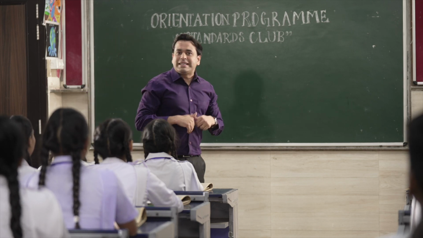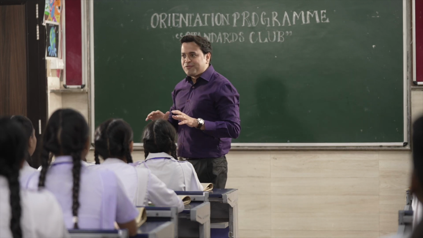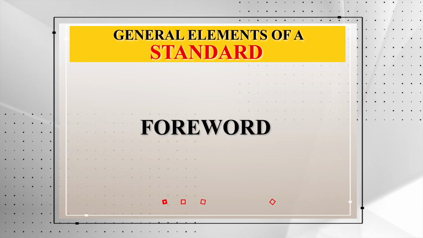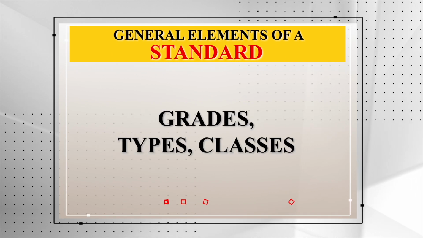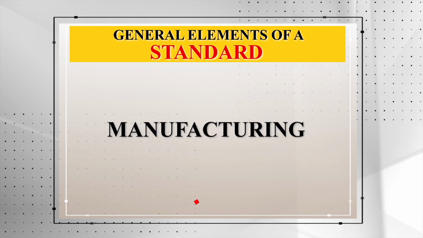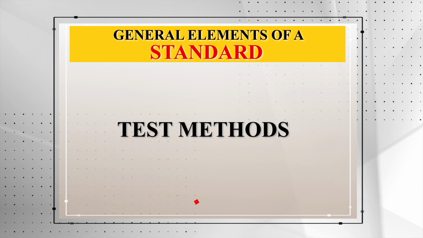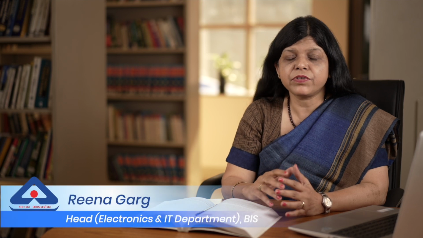But before we attempt that, let us also learn from Ms. Reena Garg whether there is a standard for writing a standard. General elements of the standards are title, table of contents, foreword, scope, references, definition and terminology, grades, types, classes, manufacturing, requirements, sampling, test methods, marking, packing and packaging, and annexures. Let us understand each of these elements with reference to the products which we have already discussed.